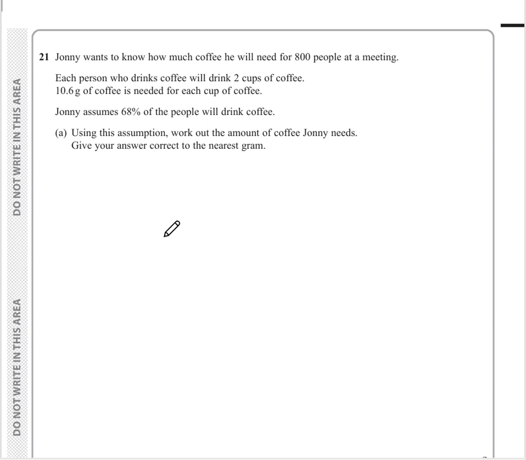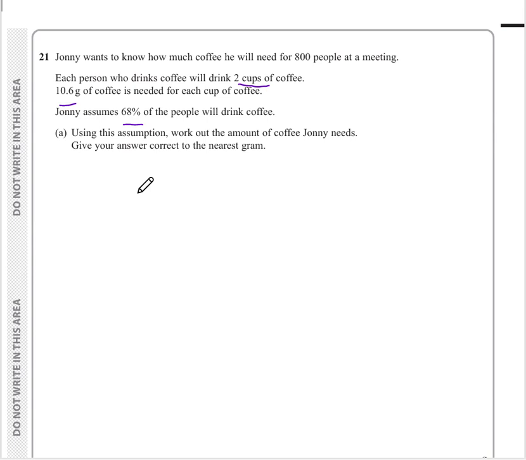Question 21. Johnny wants to know how much coffee he will need for 800 people at a meeting. So each person who drinks coffee will drink 2 cups of coffee. 10.6 grams of coffee is needed for each cup of coffee. Johnny assumes that 68% of the people will drink coffee. Using this assumption, work out the amount of coffee Johnny needs. Give your answer correct to the nearest gram.